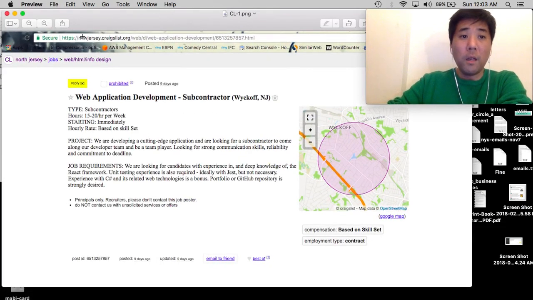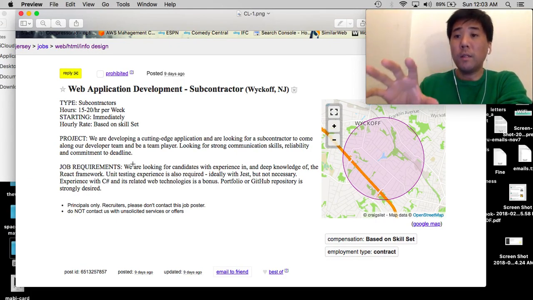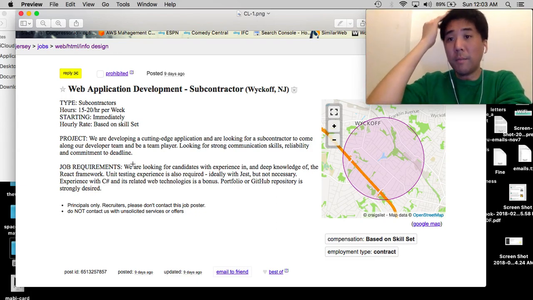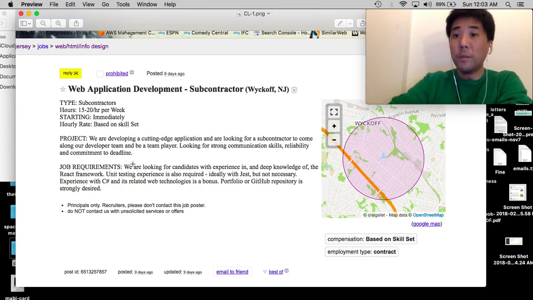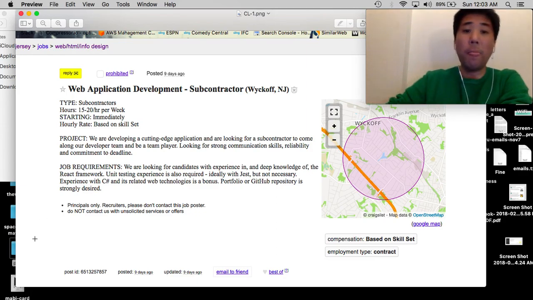Web application development, subcontractor. So you can tell right away this is not a recruiter. Recruiters have certain formattings and ways of putting up posts that make it very obvious. You generally want to avoid the recruiters. I'll get into that later, but this is the point: this is not a recruiter.